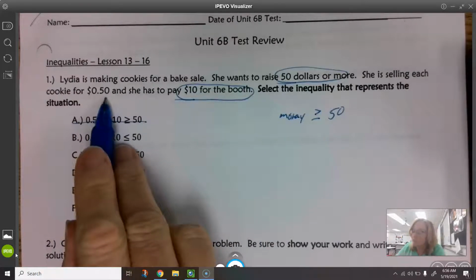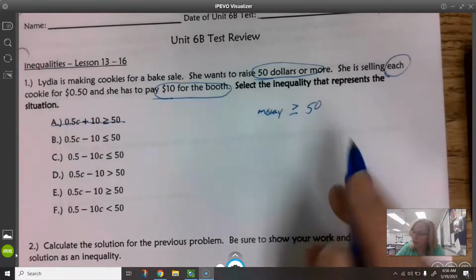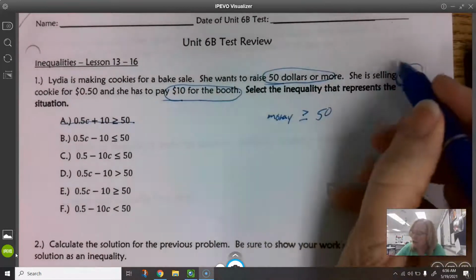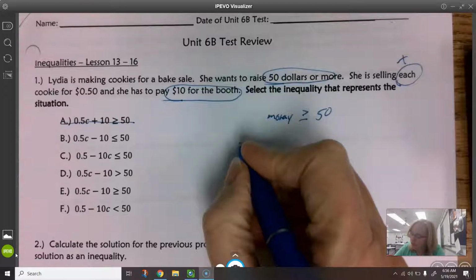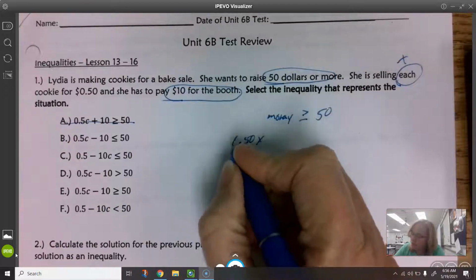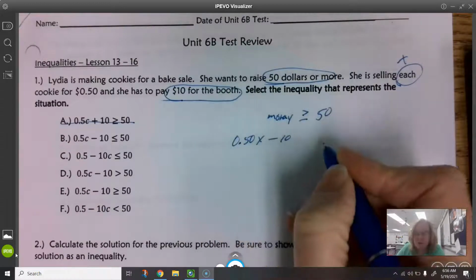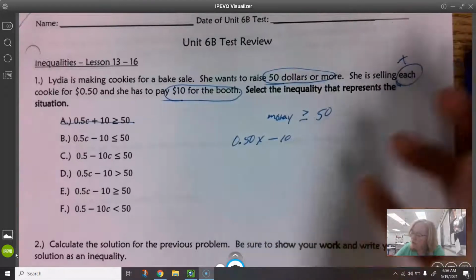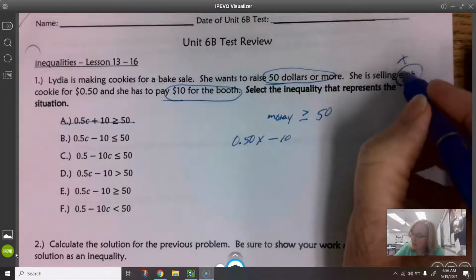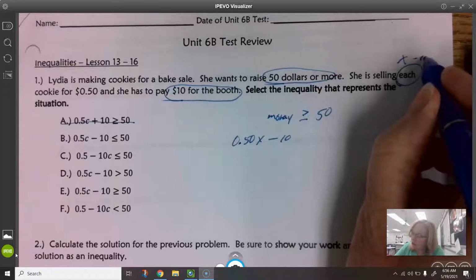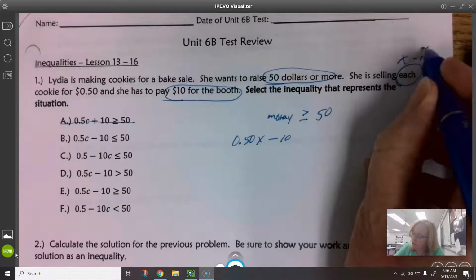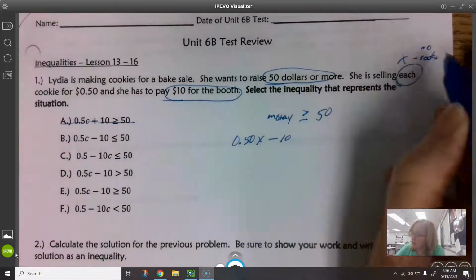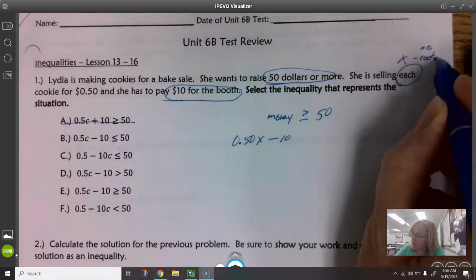She's going to get 50 cents for each cookie. Do we know how much each cookie is? Nope, that's X. So we're going to get 50 cents for each cookie, but we have to pay out $10 for the booth. That's going to be her money. Let's also remember that each cookie, the number of cookies, is our X. That's supposed to say number of cookies.